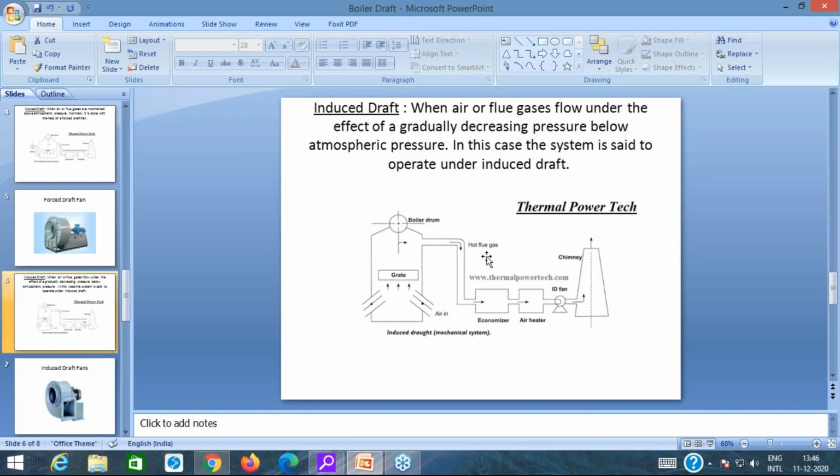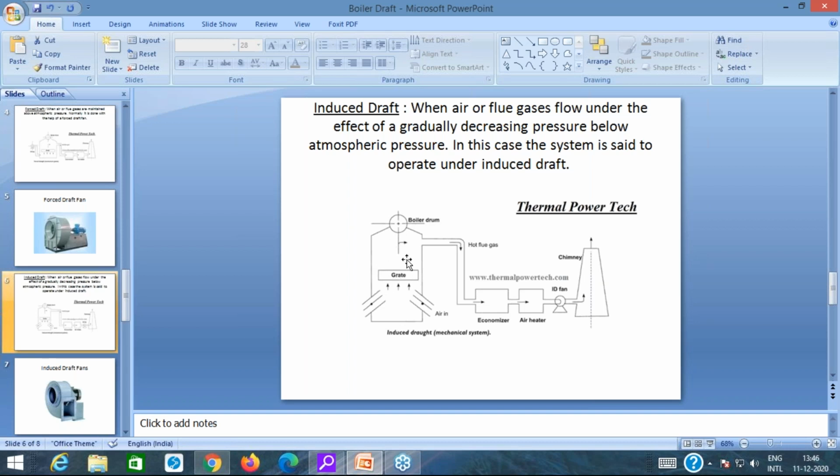And there is an induced fan. If you look at the location of the induced fan, the FD fan was located here at the entrance, and the ID fan is at the exit. It means that it is going to create a suction, just like a blower. So it is going to create a suction, that is vacuum, inside this. So this pressure would be below the atmospheric pressure. So air would be sucked in because this pressure would be below the atmospheric pressure. Outside air would come in because the inside pressure is below this.